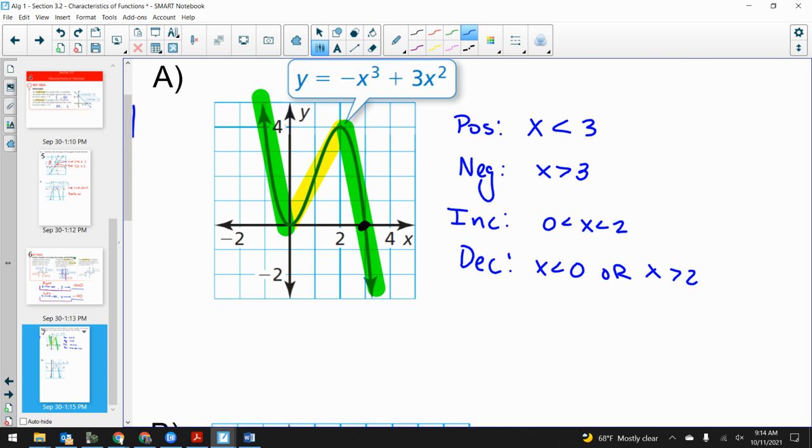And now we talk about our end behavior. Now you have this pre-written for you. Okay, on the right side, because that's what it says first, right? As x goes to positive infinity. On the right side, is it going down or up? Down. So we write negative infinity. On the left side, is it going up or down? Up. So we write positive infinity.